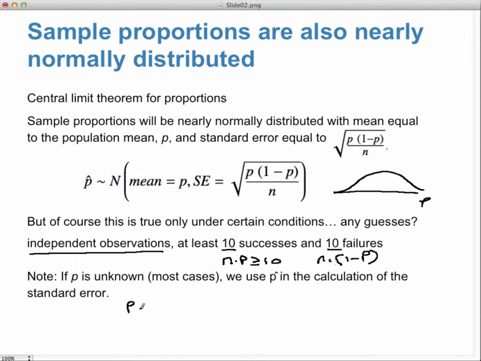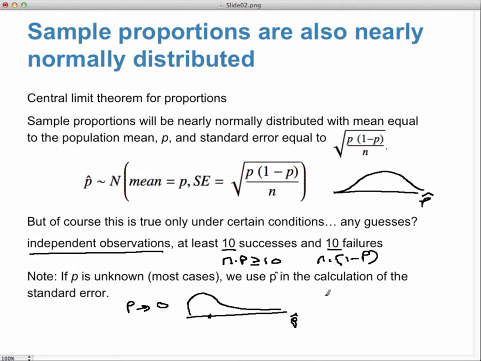So in other words, if p is close to 0 and your sample size is small, then the shape of the distribution of your sample proportions, this is p hat here by the way, is going to end up being skewed to the right, because your mean that you're trying to estimate, the true population proportion, is going to be over here someplace.